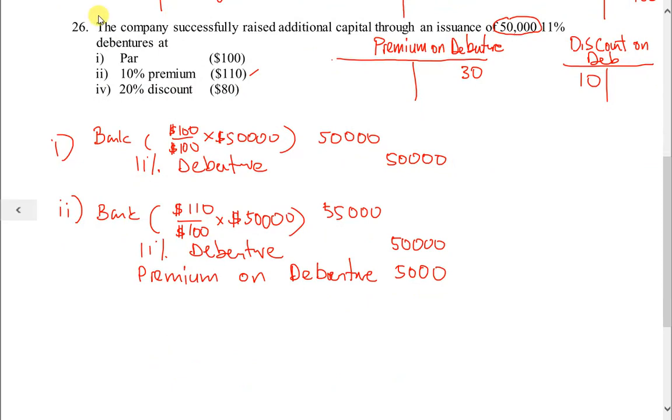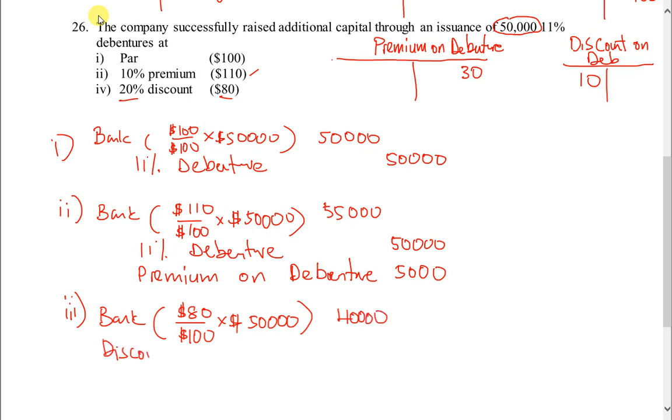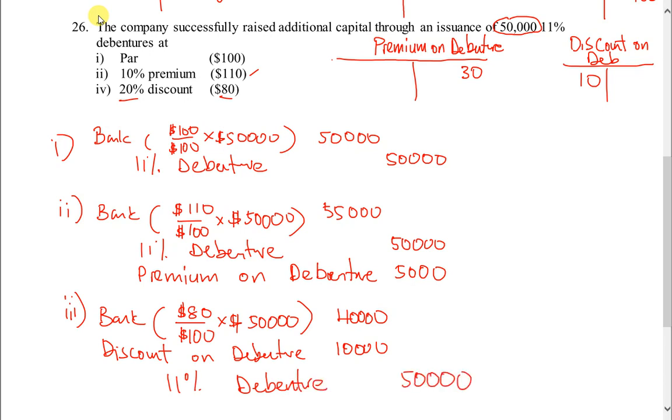Number 3, I can also issue at a discount. A 20% discount means $80. Debit bank: 20% discount on the 50,000, so debit bank 40,000, discount on debenture 10,000. Credit 11% debenture. Your loan is always at par, 50,000. Okay, done.